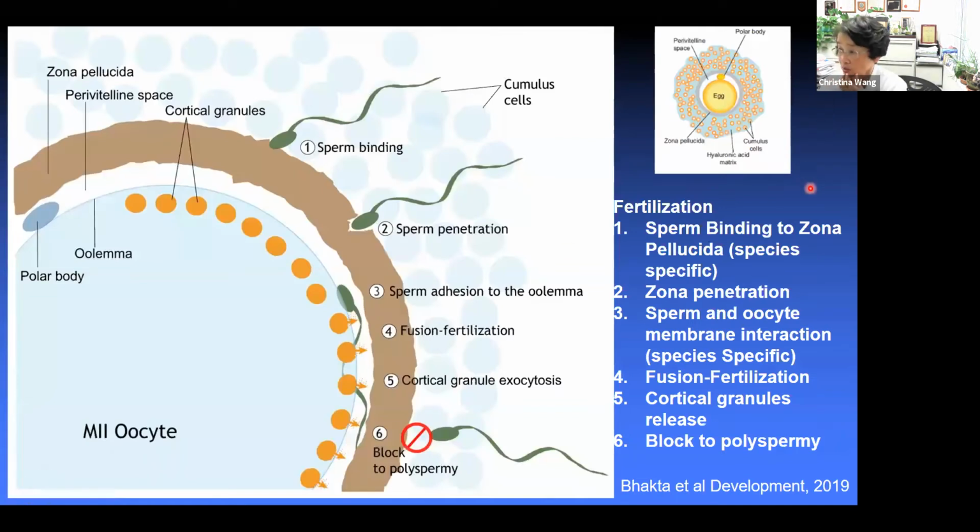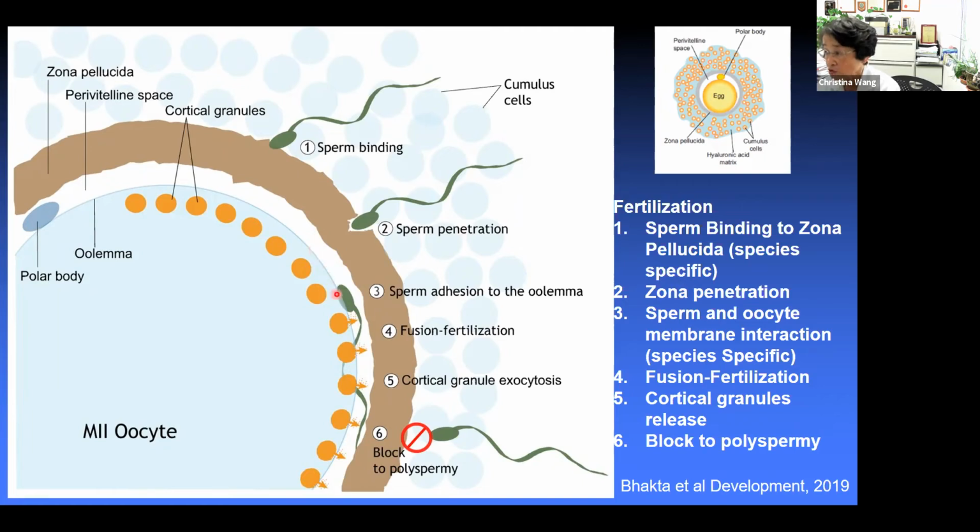Okay, so this is the process of fertilization, relatively simple compared to the journey that the sperm has to go through and the multiple changes that the sperm has to go through. Fertilization involves the binding of the sperm to the zona pellucida. This is species specific, meaning rat to rat, human to human. Then the sperm penetrates the zona with hyperactivated motility. This sperm is already acrosome reacted. After zona penetration, it touches the oocyte membrane.